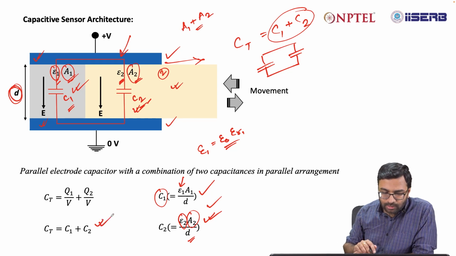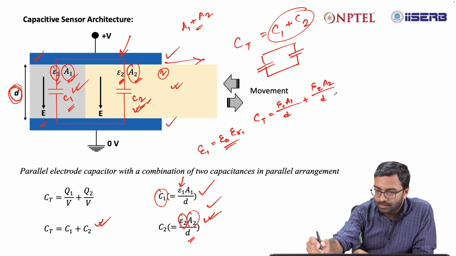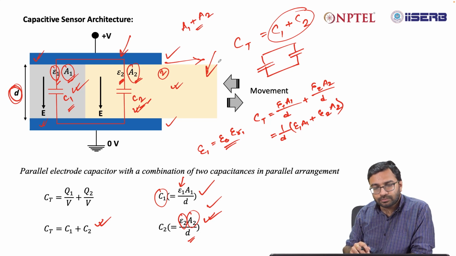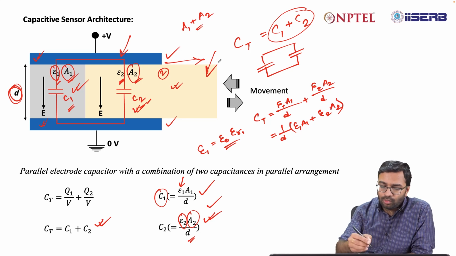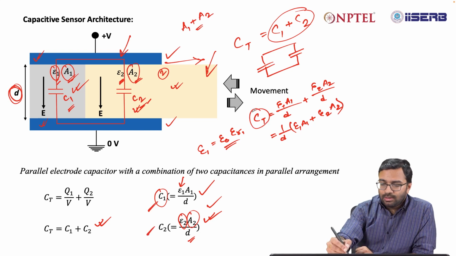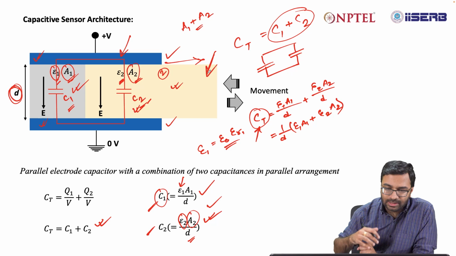So you can very easily calculate that CT is equal to epsilon 1 A1 by D plus epsilon 2 A2 divided by D, or if you take 1 by D in common, it's epsilon 1 A1 plus epsilon 2 A2, all over D. Now once you move this dielectric material either out or in, the value of C1 and C2 will change, hence the value of CT will change. Based on this CT value, one can understand the position of the dielectric material here.